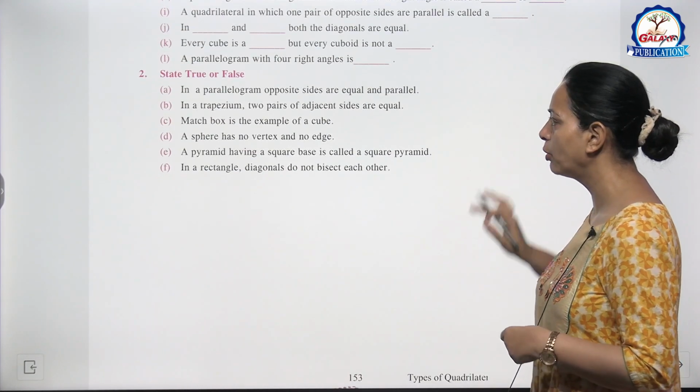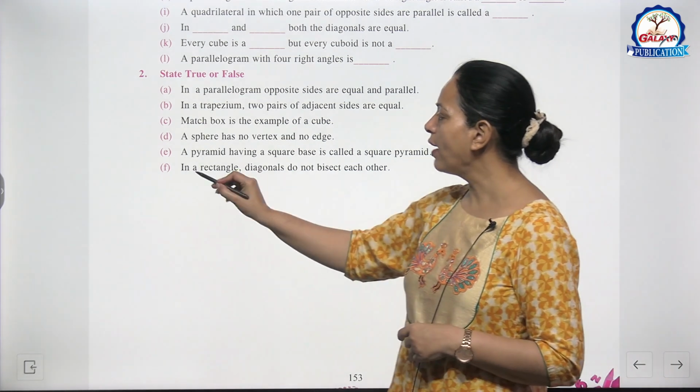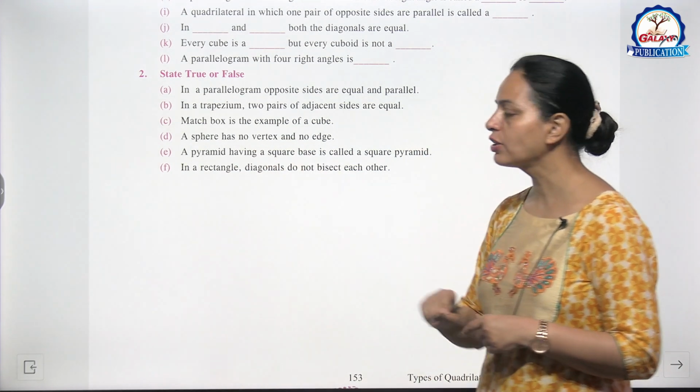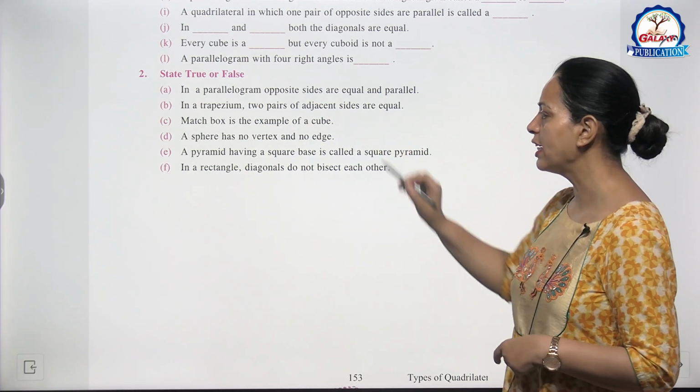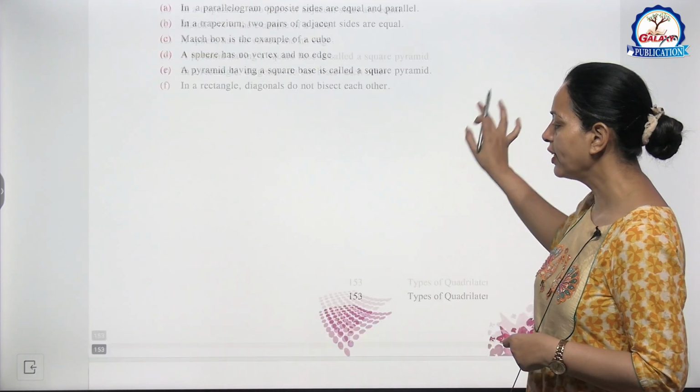Now come to question number 2, state true or false. Like here D part, a sphere has no vertex, no edge. Yes, so this statement is true. Okay, similarly you can try rest statements.